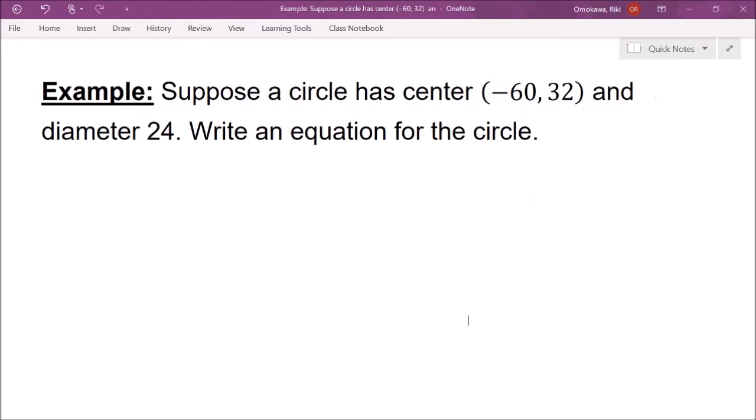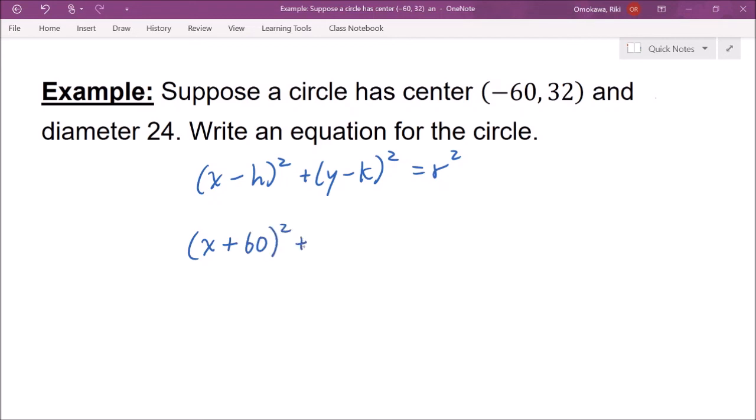Another thing, don't forget what diameters are. Some problems might give you information about a diameter rather than the radius. So here's an example. It says, suppose a circle has center -60, 32 and diameter 24. Write an equation for the circle. They give us the center, so that part's easy, right? Remember the equation is (x minus h) squared plus (y minus k) squared equals r squared. For our example, x minus h is x minus -60, so that becomes (x plus 60) squared. Then plus (y minus 32) squared, since k is 32, equals.